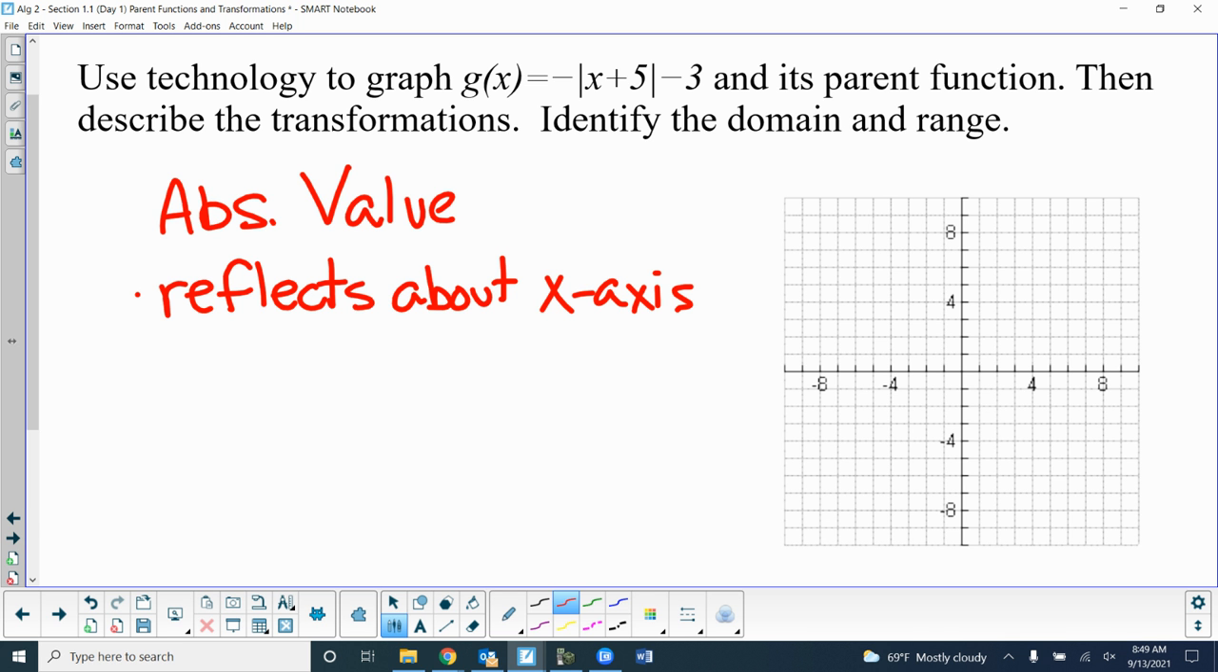All right? Since it's outside of the bars, that's up or down. Which one does this do? Down how many? 3.